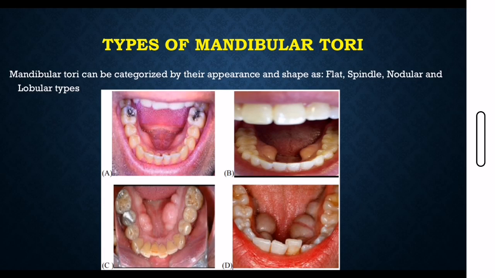Types of mandibular tori. Mandibular tori, like maxillary tori, can be categorized by their appearance and shape as flat, spindle, nodular, and lobular type. Here we have the pictures in sequence: A, the flat tori; B, the spindle tori; C, the nodular tori; and D, the lobulated type.